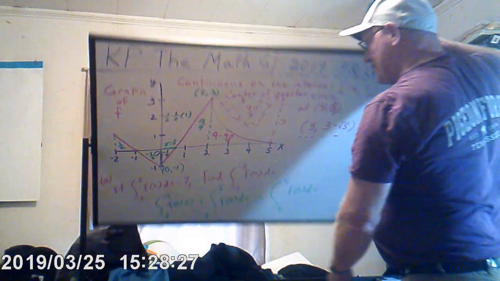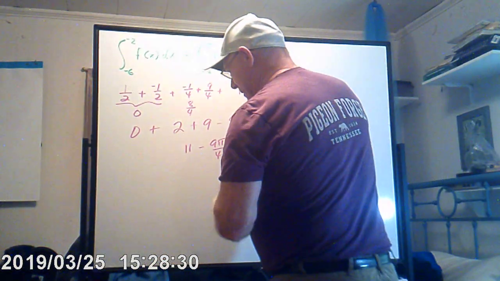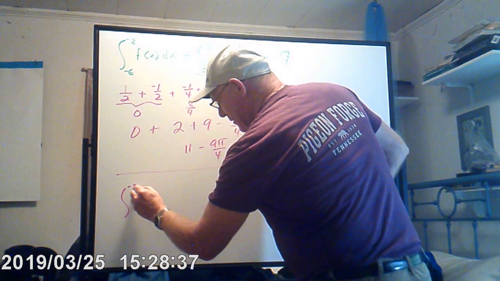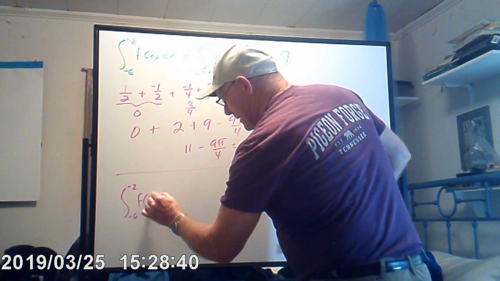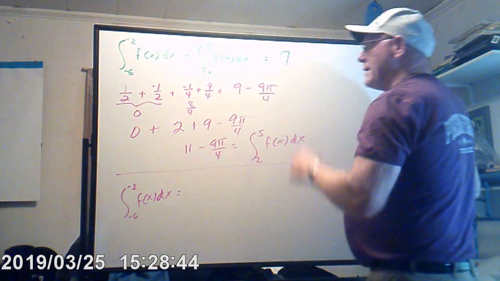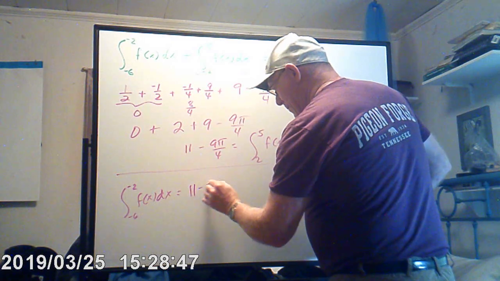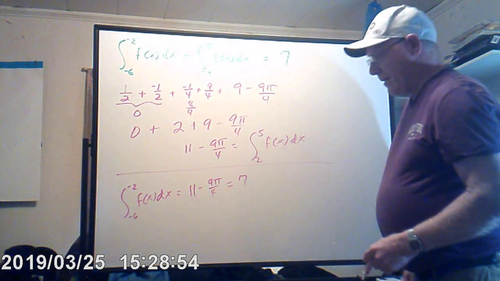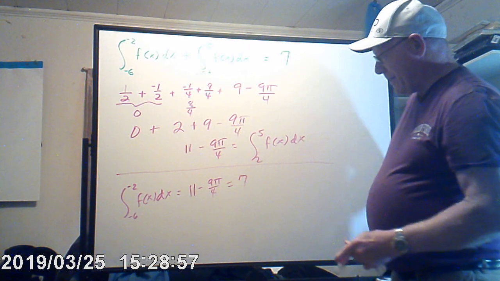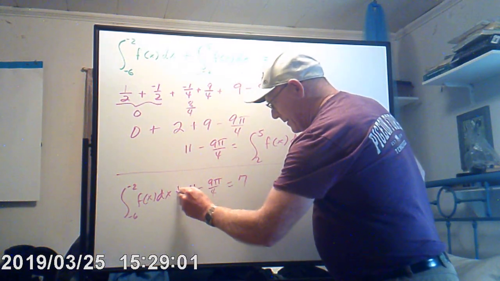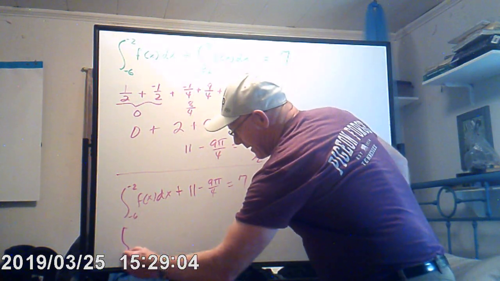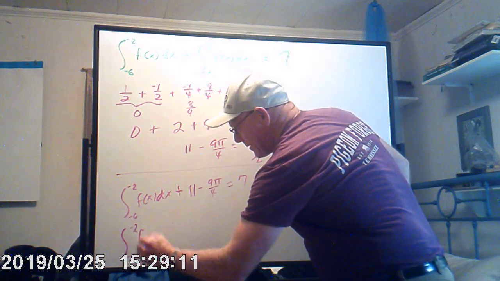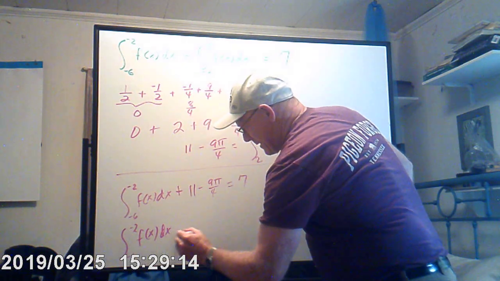Alright, so all said then, we're going to make a little substitution now. So what we have here is the integral from -2 to -6 of alpha of x dx is equal to, now I know what this is, 11 minus 9 pi over 4, which equals 7, right? Alright, so if I subtract this right here, oh, this is actually plus this. So now once again, we're getting it, that's what we're looking for. So from -6 to -2, the integral of alpha of x dx.